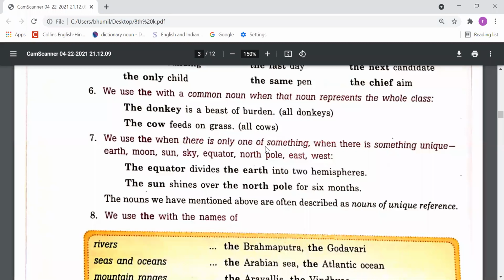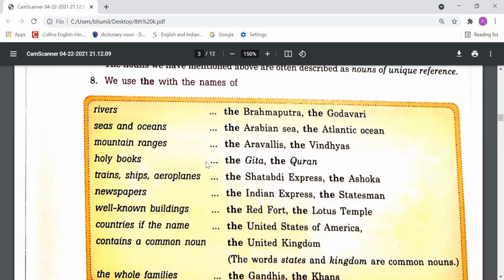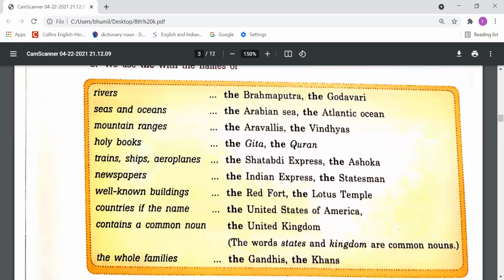Eighth point, we use the with the names of. So all these names we need to cram, we need to learn, right? With the names of rivers, seas, oceans, mountain ranges, holy books, trains, ships, airplanes, newspapers, well-known buildings, countries if the name contains a common noun, and whole families. These all, dear students, come what may, we should learn. With all these things we need to use the article, right?